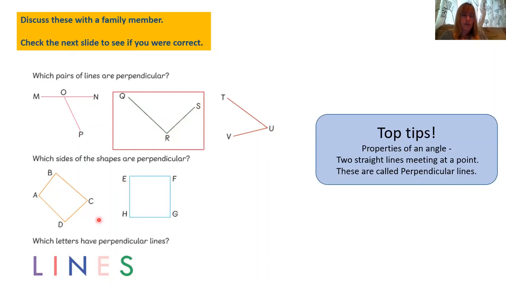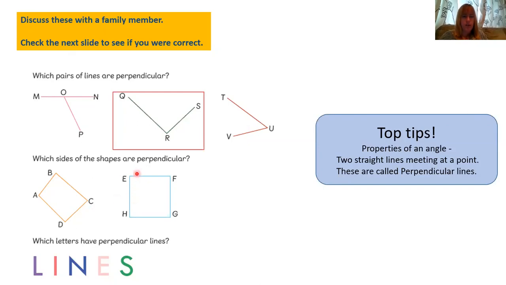Now let's have a look at these shapes here. Oh, they both look similar. They both have four sides. But are they all right angles? Have a look, use your right angle checker. Are all of these right angles? And if they're all right angles, then the sides are perpendicular.